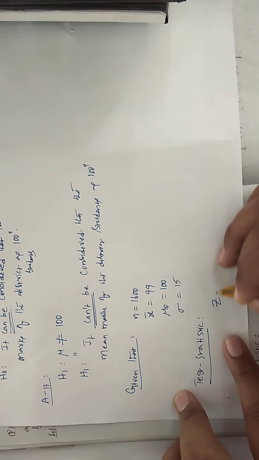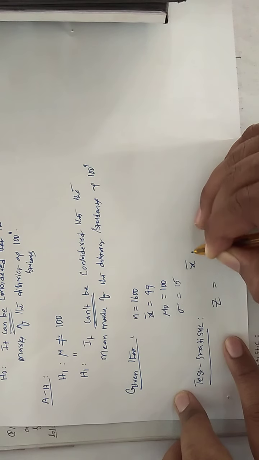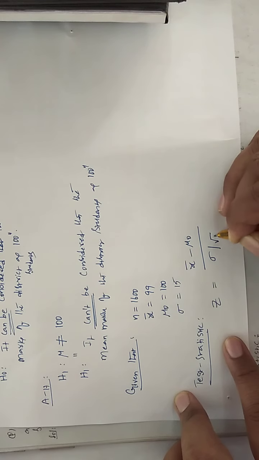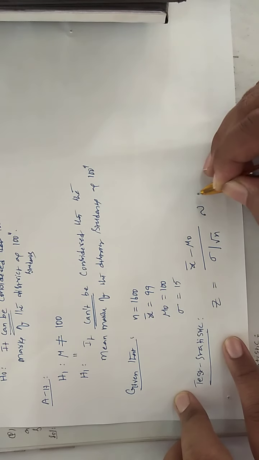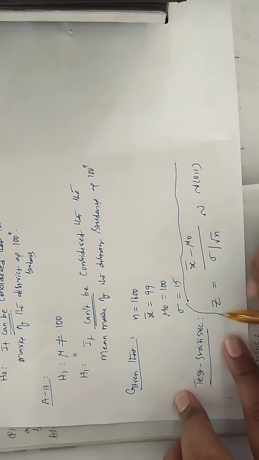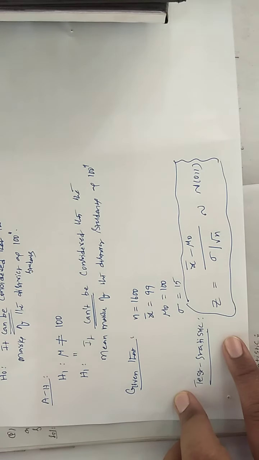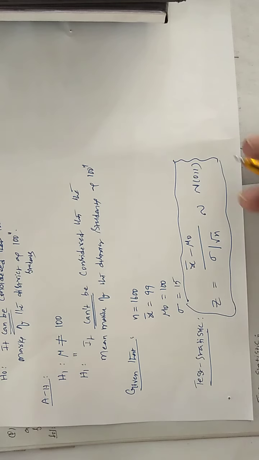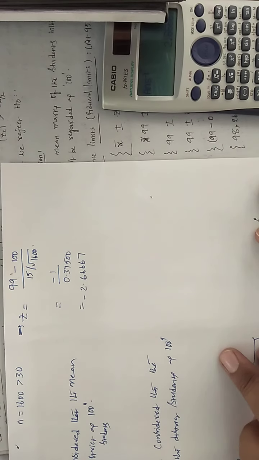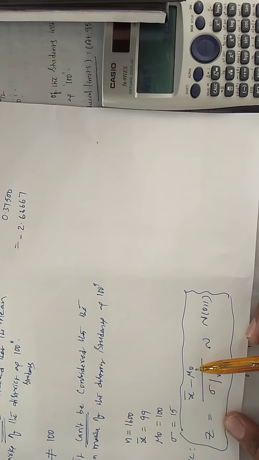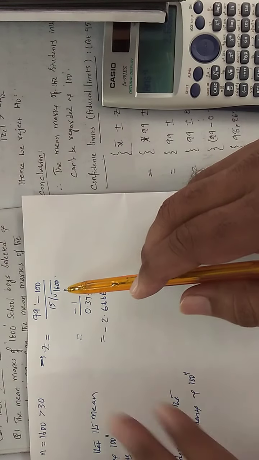So what is that? Z is equal to x bar minus mu naught by sigma by root n, which follows N(0,1), the standard normal distribution. So this is the formula. We substitute: x bar is there, mu naught is given, sigma is given. We simplify. Now we get the answer. So here I substituted the x bar value, mu naught, sigma by root n value. So this is the substitution.